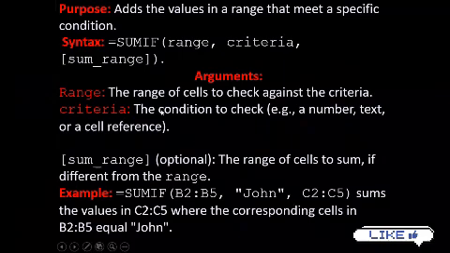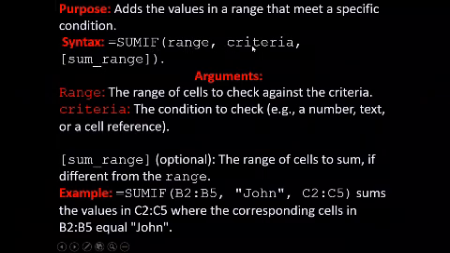Now, this is the syntax of it. SUMIF, the range, you now provide the criteria, and you now provide the sum range. Range means the range of cells to check against the criteria, and the criteria is the condition to check. Example can be the number, text, or the cell reference. Then the sum range is the range of the cells if different from the range.